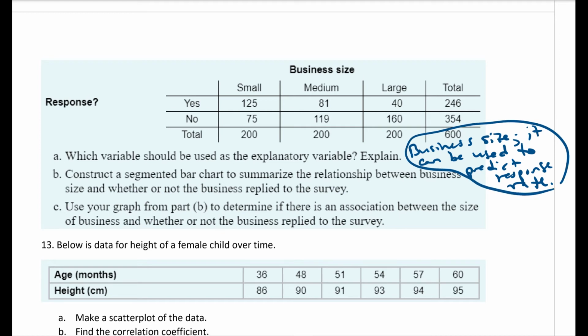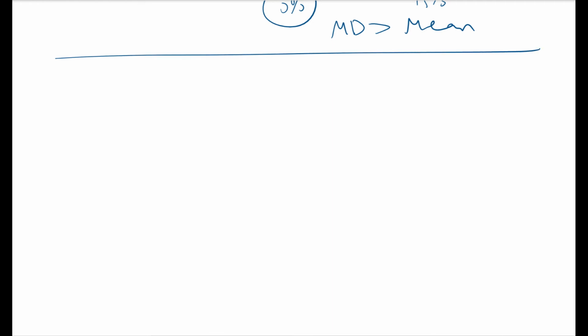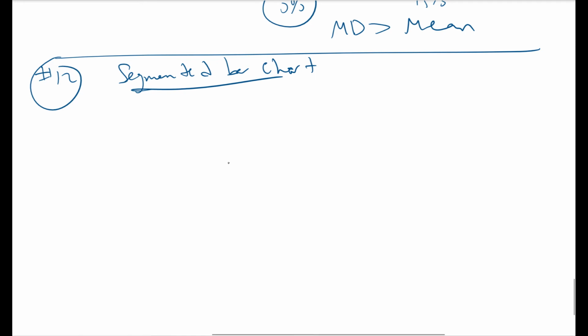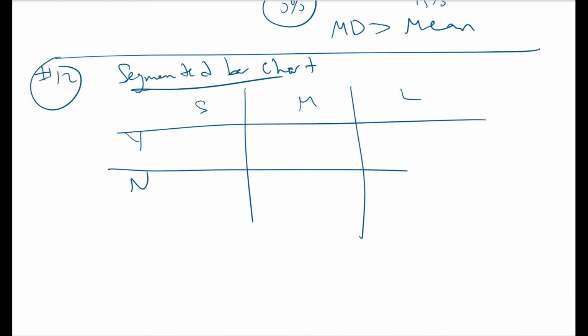Now part B, construct a segmented bar chart to summarize the relationship between the business size and whether or not the business replied to the survey. So we're going to have to go to the next page here. All right, so we want to do a segmented bar chart. I'm just going to do a quick chart here, so yes and no, small, medium, large, just so that we can look at the results here.